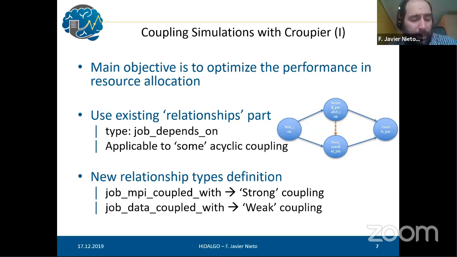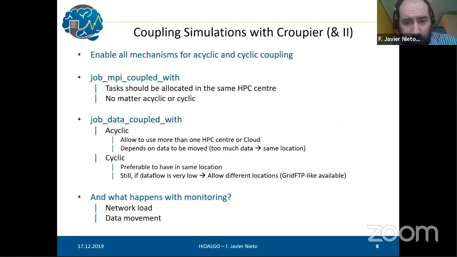And the idea will be just to define these two different types. One could be job MPI coupled with, and you will define in the target part which is the task you are related with, and job data coupled with, which will be working in the same way. So the question would be, what does it mean in terms of how to allocate the resources, how things should work?